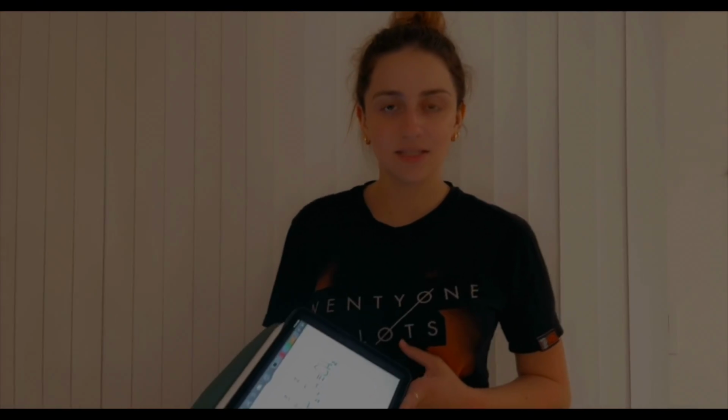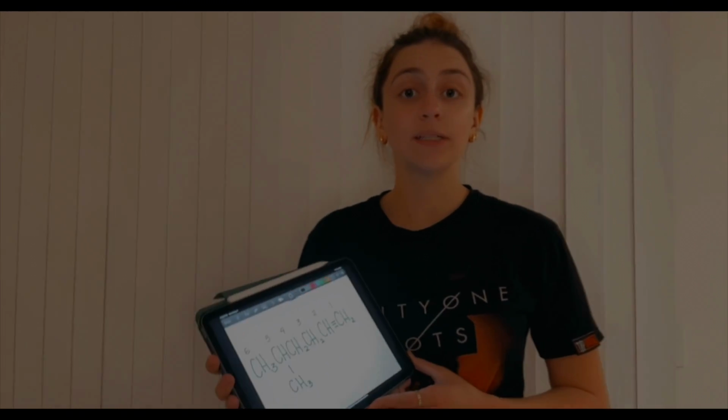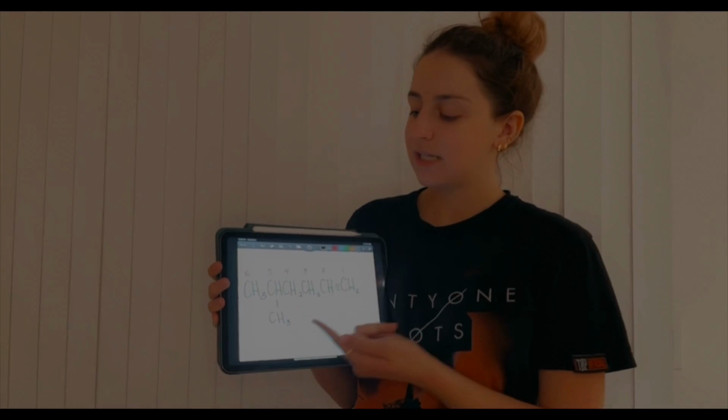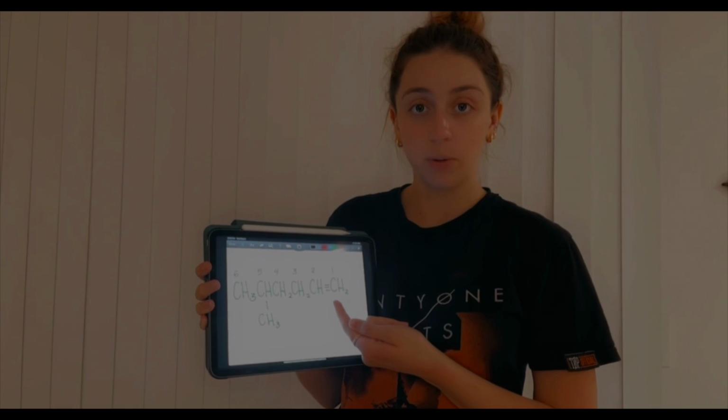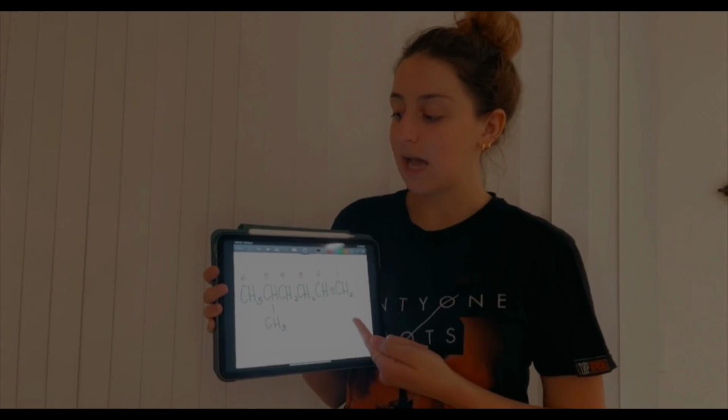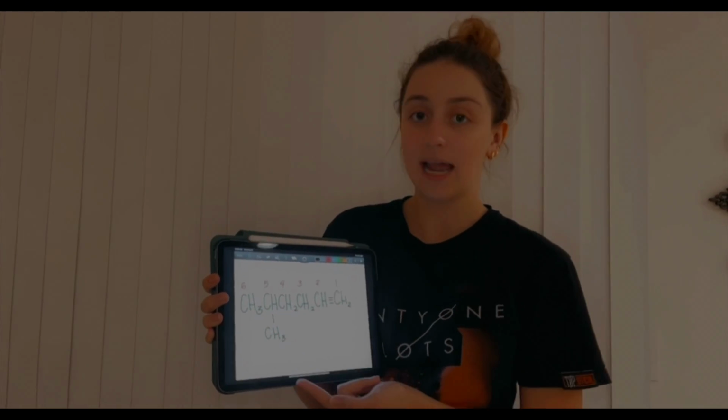Now that we have named alkenes, we can name alkynes. This is super easy because the only real difference is the parent chain. So we see that this is an alkyne because now it has a triple bond, and the only difference is now instead of hexene, it is hexyne due to the triple bond.